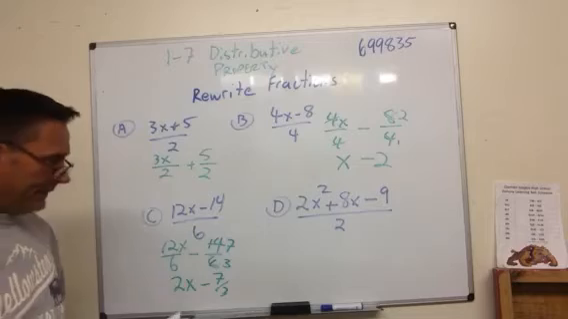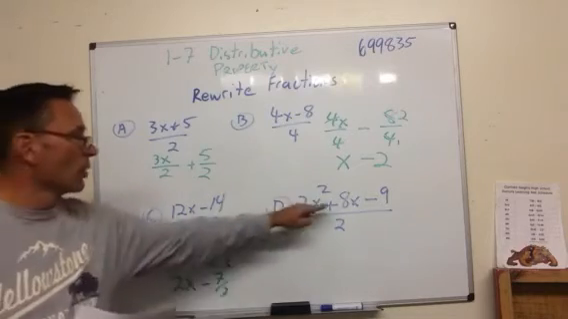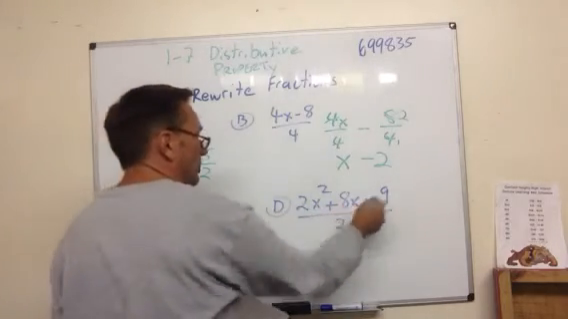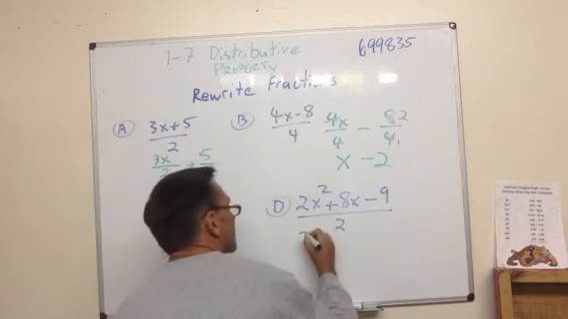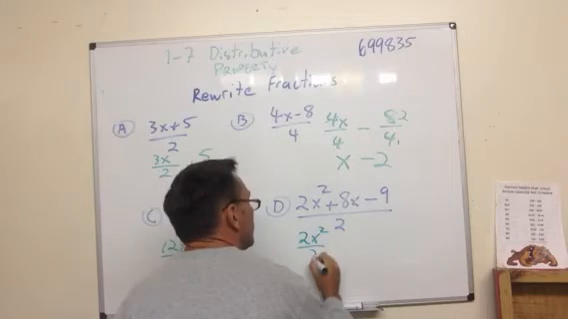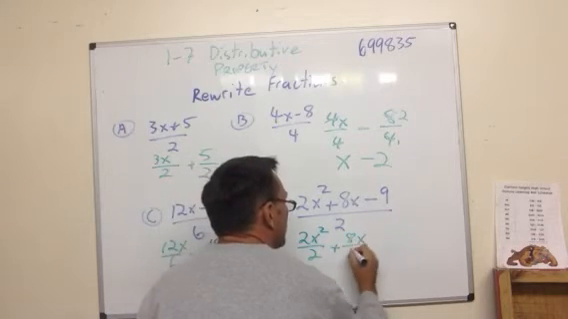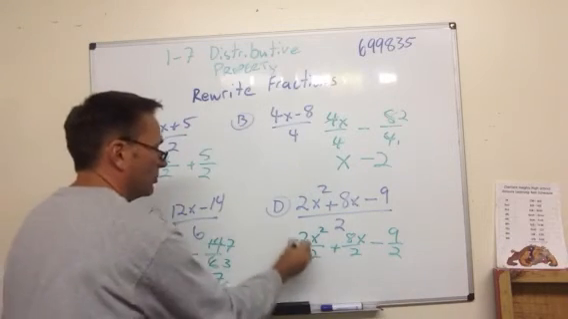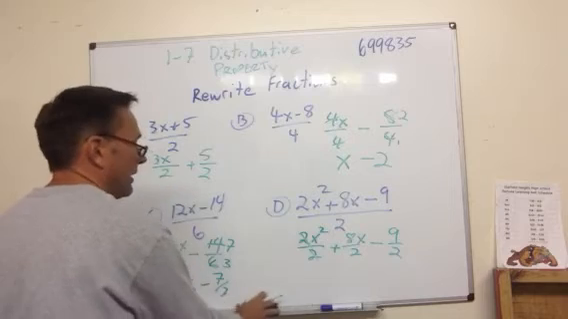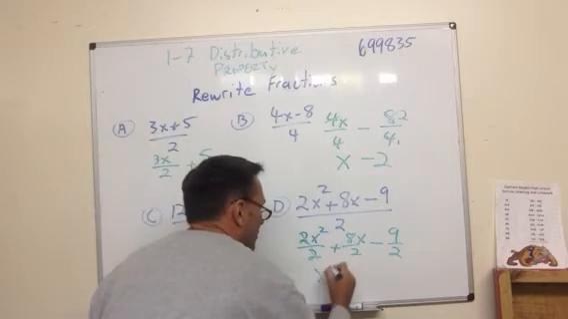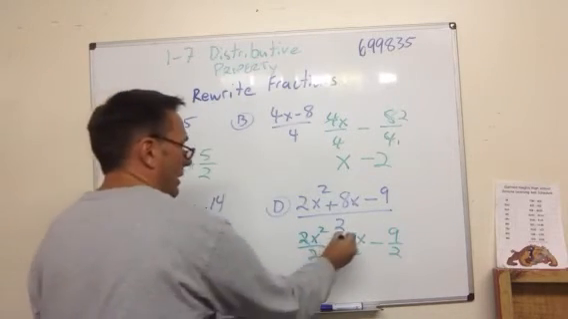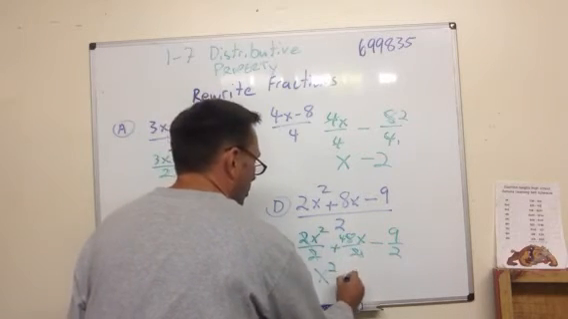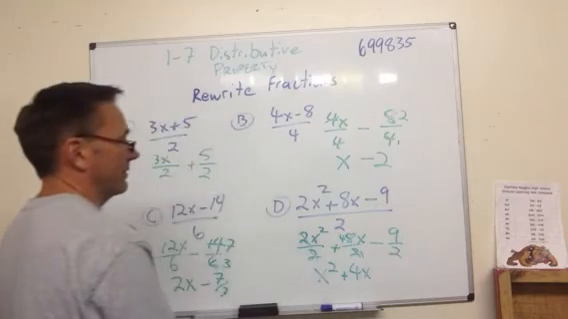Letter D. Again, there's more terms on top, but we still do the same process. We have 1, 2, 3 terms, so we need 3 fractions. 2x to the second over 2 plus 8x over 2 minus 9 over 2. Again, we know 2 over 2's cancel. Again, the variables do not change. It stays as x squared. 8 divided by 2. 2 goes into 2 once, 2 goes into 8 4 times. So we're left with 4x.